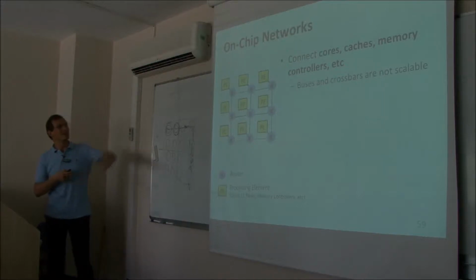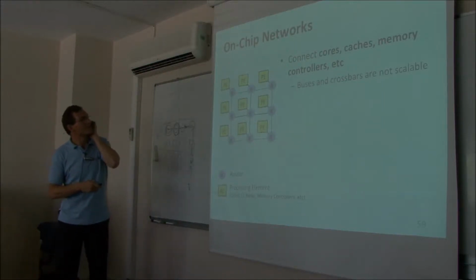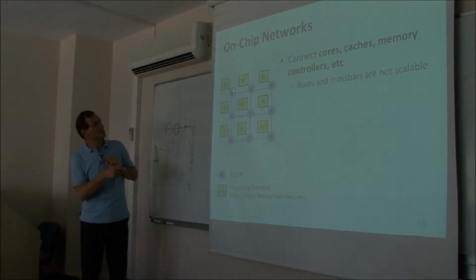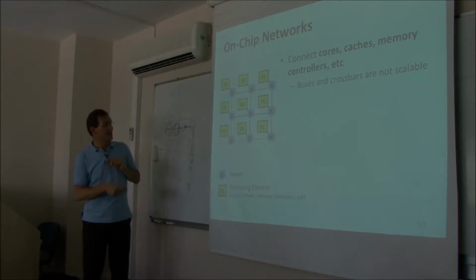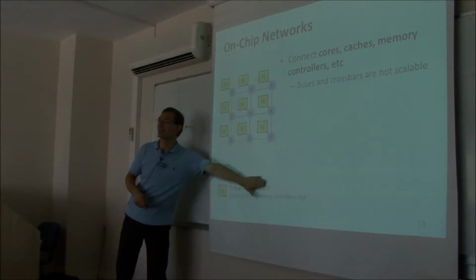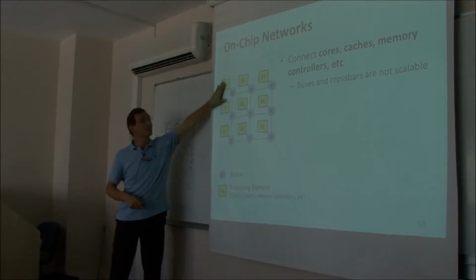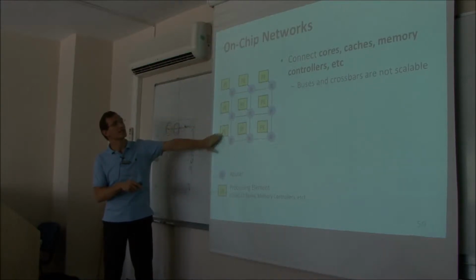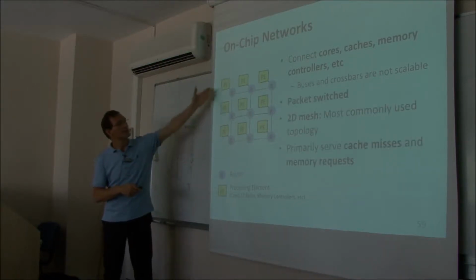Okay, so let's take a look at on-chip networks now. So this is hopefully a better picture, which basically shows that you have some processing element that is on chip, and you have a router. And these processing elements could be cores, L2 banks, memory controllers, accelerators. It could be anything. And these routers connect these different processing elements. And this is an example of a 3x3 mesh.